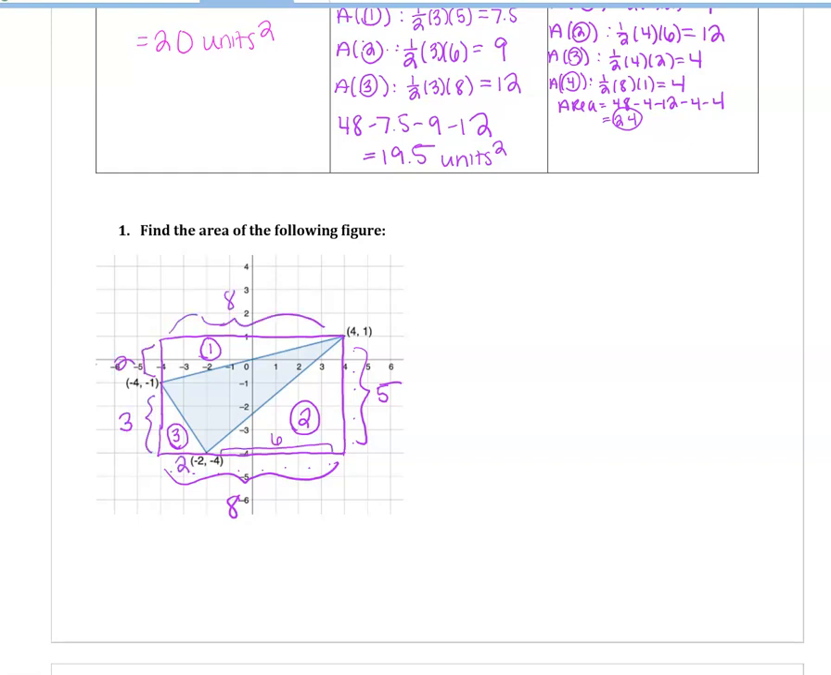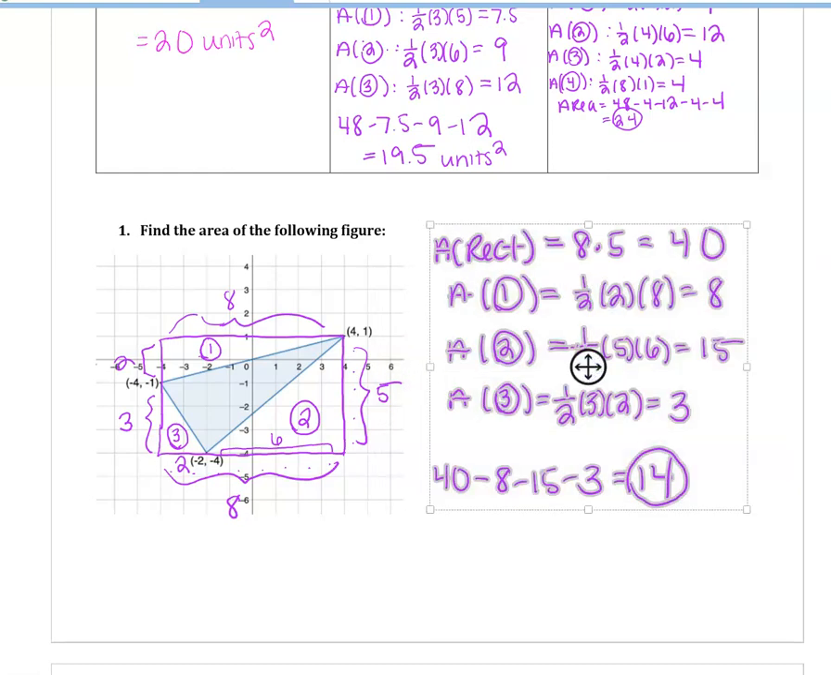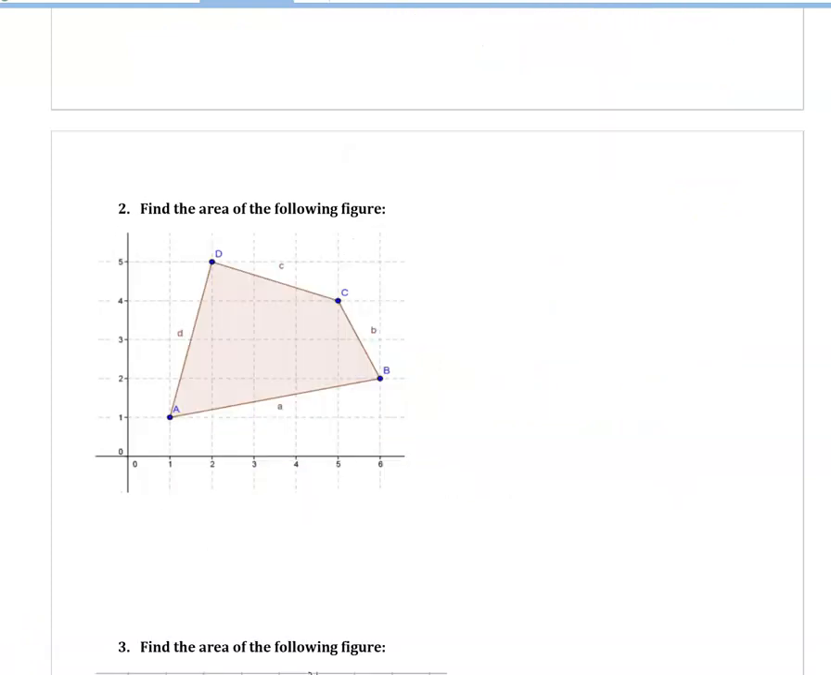All right, are you ready for the answer? It is 14. And here's all my work to justify it. So the area of the rectangle turned out to be 40, so 40 units squared. And then piece by piece, I was able to find that this triangle had an area of 8, this was 15, and this was 3. So I was able to subtract and get an area of 14 units squared for my shaded region. Okay, moving on to the next one.